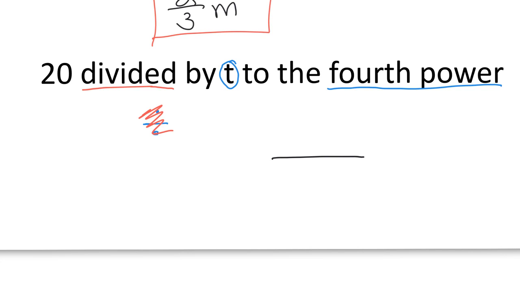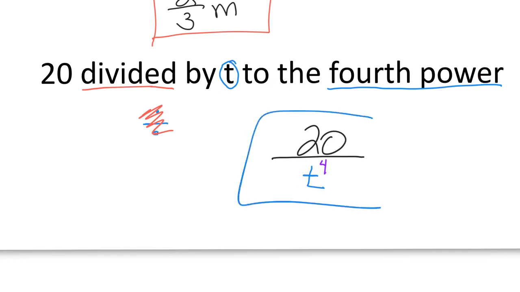So here's the division. The first thing you are going to put in the numerator, which is the top of the fraction, is the first thing that you see in the sentence. So we have 20 divided by. So I'm just going to put the number 20 on the top, and on the bottom I'm going to take the variable that is given to us, and it's a t. So 20 divided by t, and we do have exponent of 4, so it is going to be to the fourth power. So we have 20 divided by, there's the division line, t on the bottom, to the fourth power. So that is your algebraic expression.